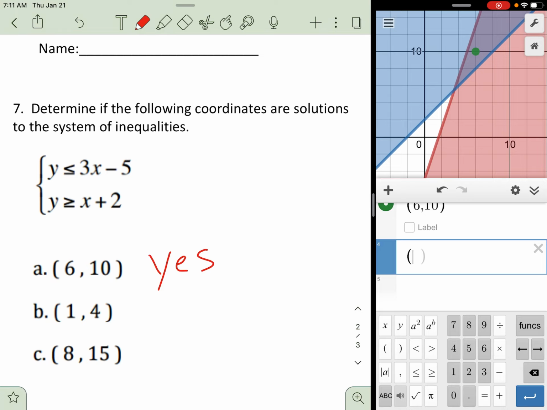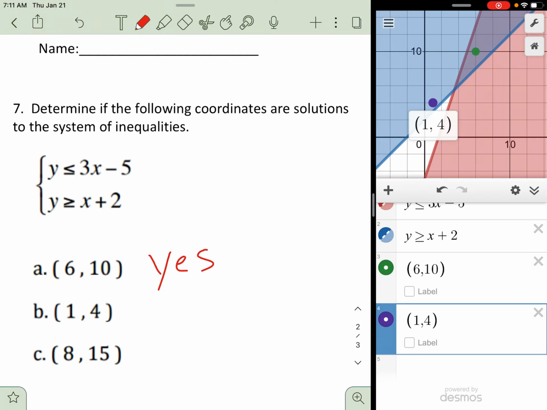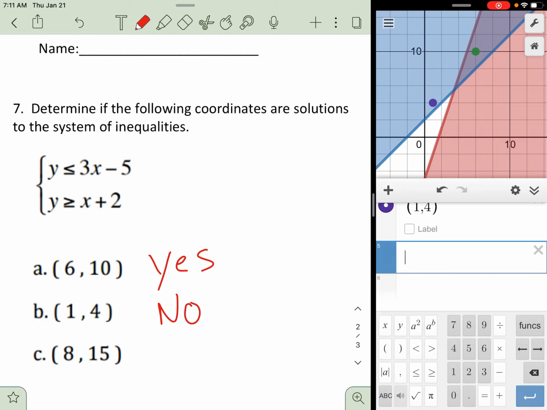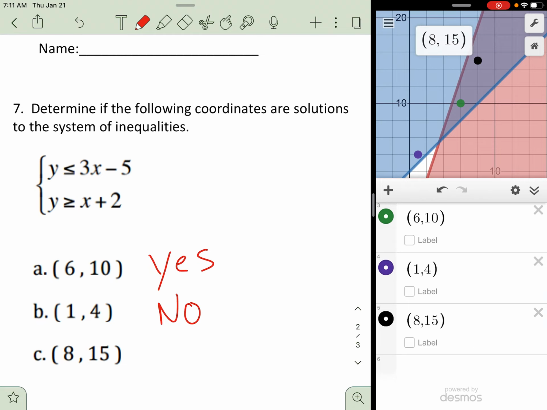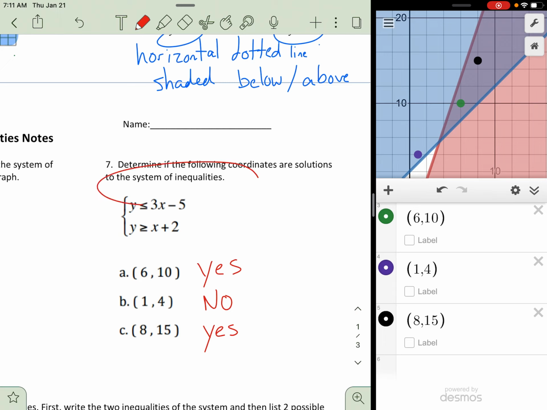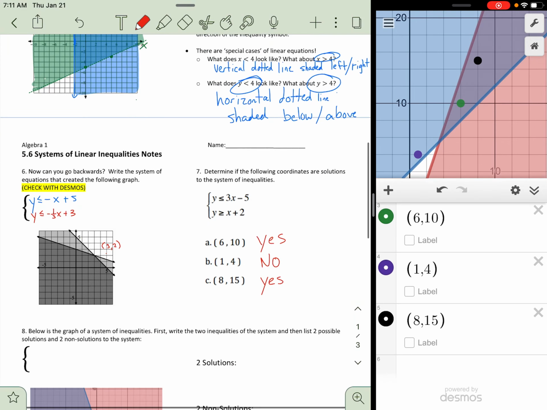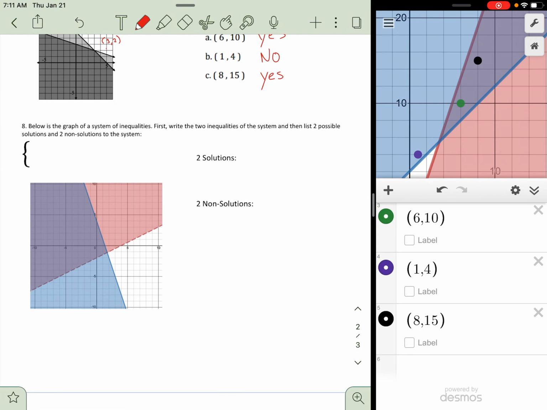How about 1, 4? 1, 4 is in a shaded region, but it's not in the double shaded region, so this is a no. And then 8, 15. 8, 15 up here in the black. Okay, and that is as well. So that's how you check to determine if their answer is a solution or not: where are they located in the system. So check each point, right? Yes, no, yes.